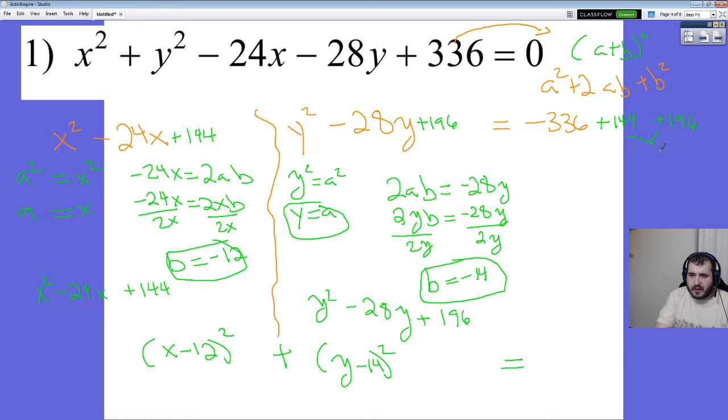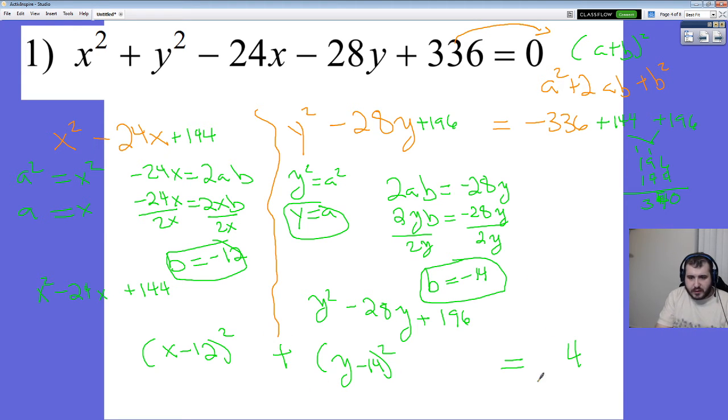Let's add these two together. So we got 340 here, that's 4. We got 336 here. 340 minus 336 had better be 4. So now I've completed my square, and the second half of this problem is what's the center, what's the radius.